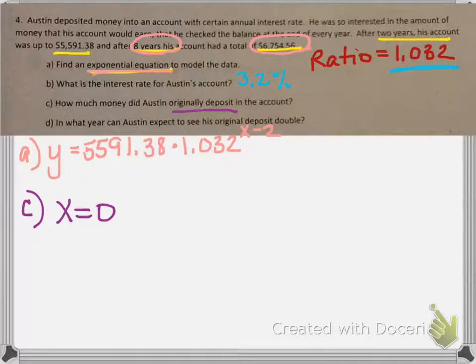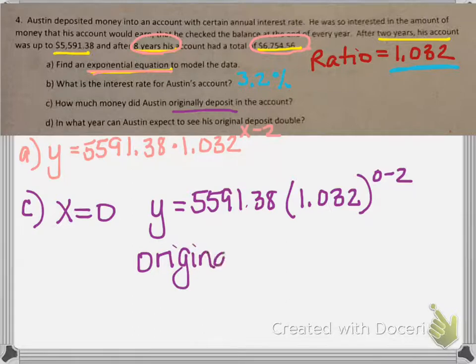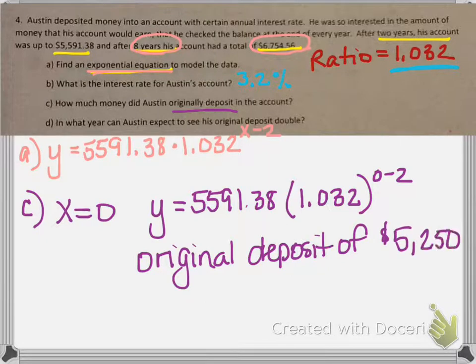So I'm just going to plug 0 into this equation we wrote in A. Y equals 5,591.38 times 1.032, and then 0 minus 2 power. When we calculate that, we get an original deposit of $5,250, and that's just from calculating this using a calculator. So Austin's original deposit that he put in the bank, $5,250.